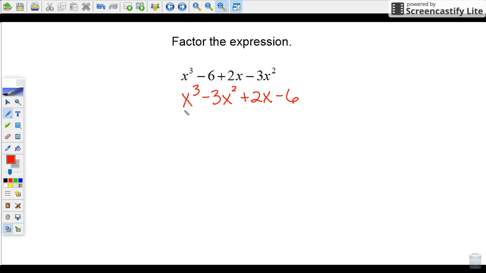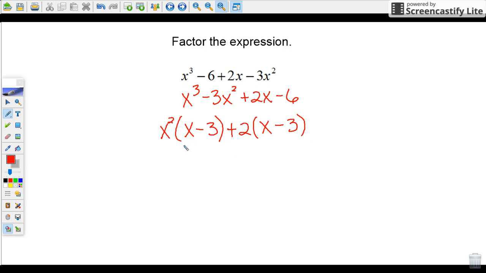These first 2 terms share an x squared. These last 2 terms share a factor of 2. So I'm going to group these 2 together, and I'm going to group these 2 together. In my first grouping, I'm going to factor out x squared, and that leaves x minus 3. In the second grouping, I'm going to factor out a positive 2, and that leaves x minus 3.